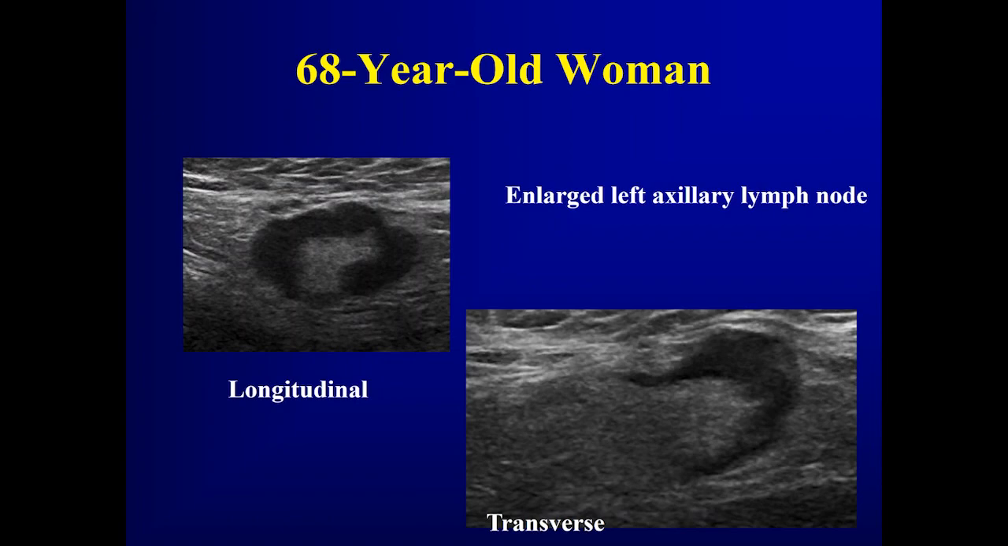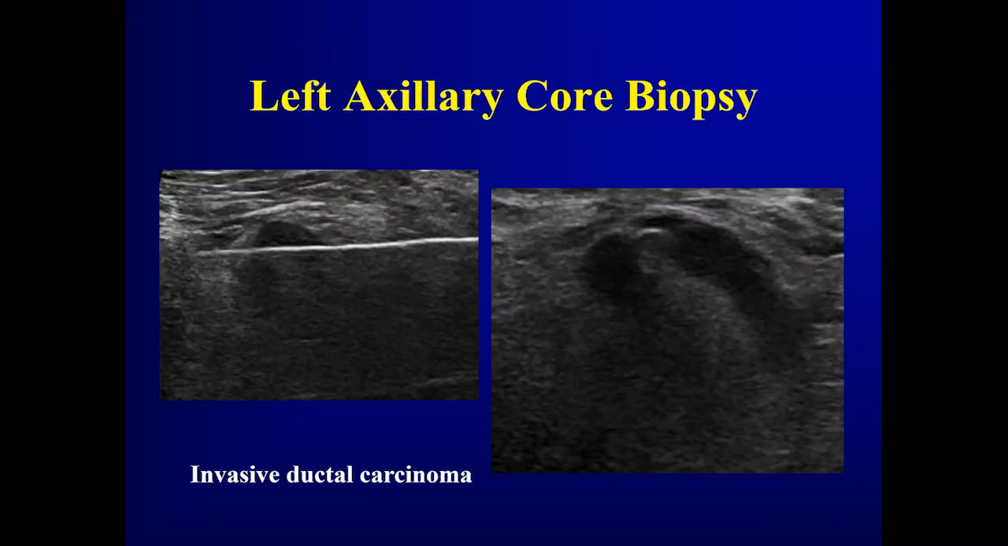Here's an example of an enlarged left axillary lymph node. This patient had a known malignancy in the breast. You can see that there's slightly uneven lobular cortical thickening. And here we did our core biopsy. You can see the biopsy device in the upper part of the cortex here, and that showed evidence of invasive ductal carcinoma.